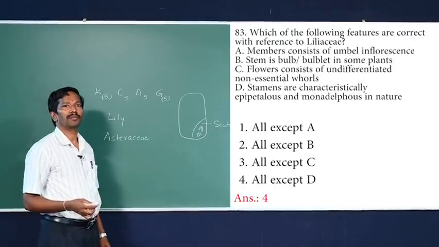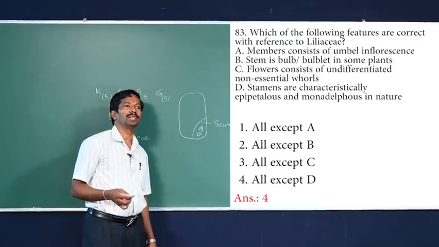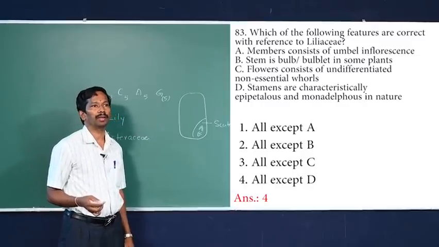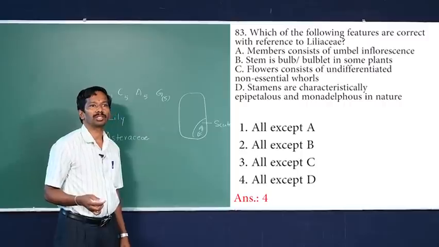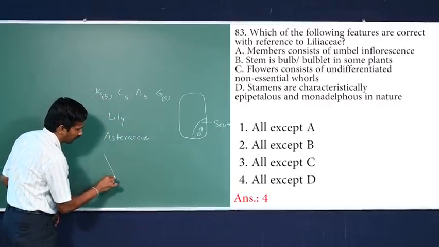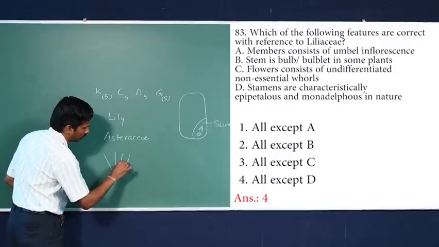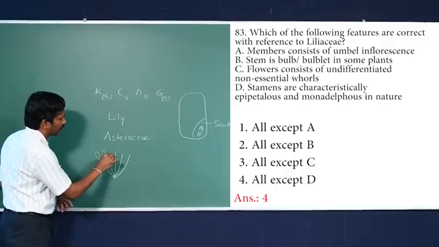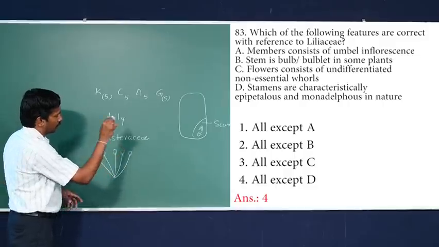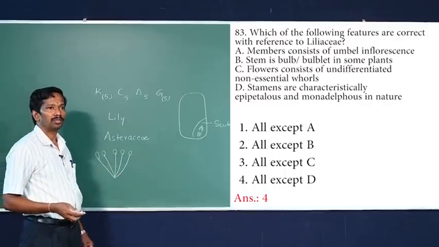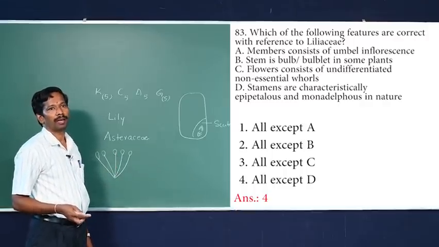83. Which of the following features are correct with reference to Liliaceae? 4 statements have been given and separate 4 options have been given. First statement, members consist of umbel inflorescence. Yes, it is true. Umbel inflorescence is a type of inflorescence belonging to the racemose group, where many flowers are arising at a particular point. However, older flowers at the base, younger flowers at the top. And the second one, stem is bulb or bulblet in the case of the plant.